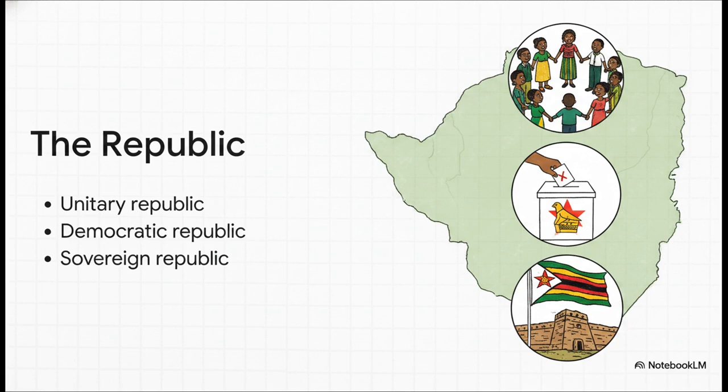Okay, let's dive a bit deeper. Section 1 says Zimbabwe is a unitary, democratic, and sovereign republic. Now, that sounds complicated, but it just means we are one, free, united family that chooses its own leaders. Unitary means we're in this together, no matter what province you live in. Democratic means you actually have the power to stand in a line and vote for who leads your community. And sovereign? That just means we're totally free to run our own house without outsiders telling us what to do.